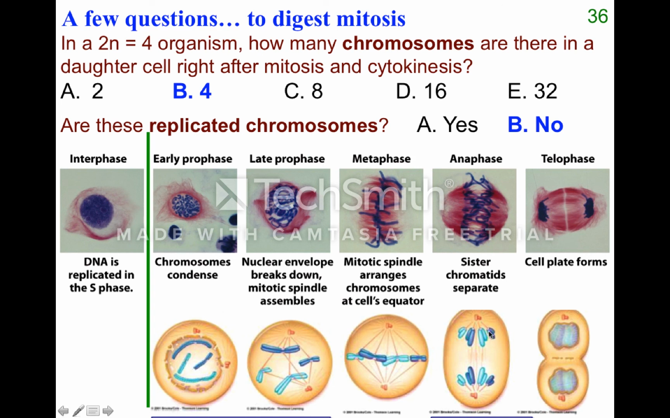Once you've divided them up, each cell is just going to have 1, 2, 3, 4 chromosomes that are unreplicated. It's just one DNA molecule each. Okay? So, moving on to meiosis. So let's start with meiosis 1.